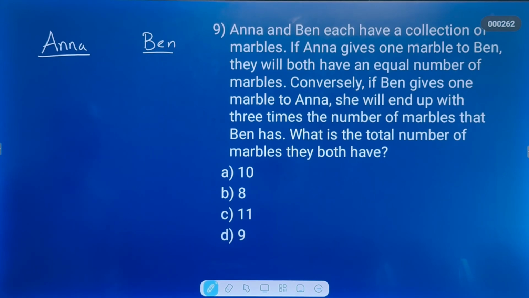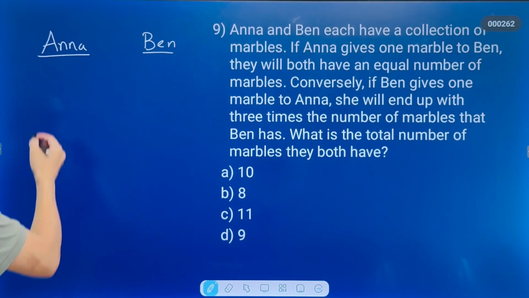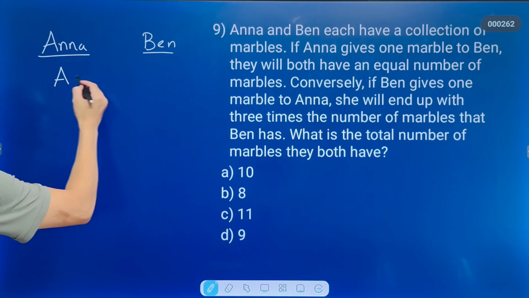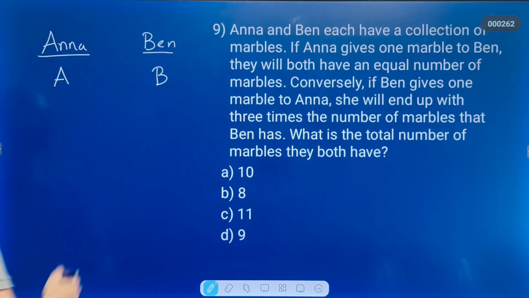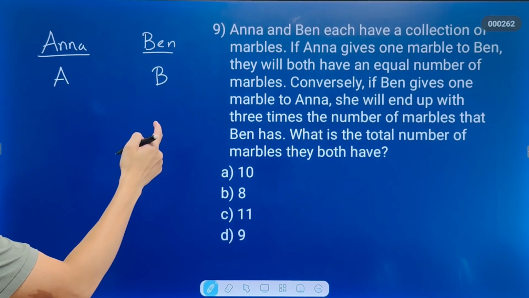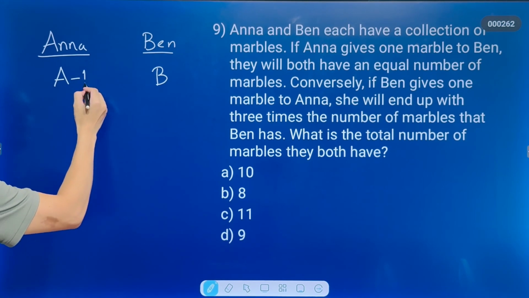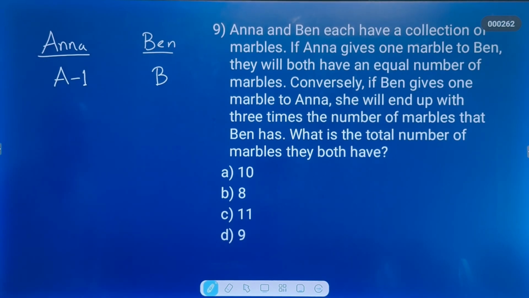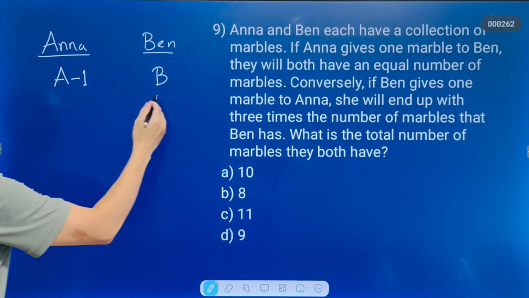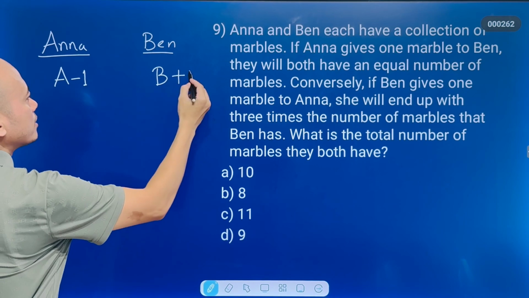Collection of marbles. If Anna gives one marble to Ben, so Anna has A marbles and Ben has B marbles. If Anna gives one marble to Ben, Anna will lose one marble, so it will be A minus 1. Ben will get one marble, Ben will get one marble.